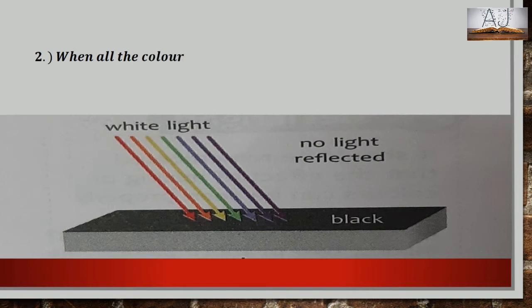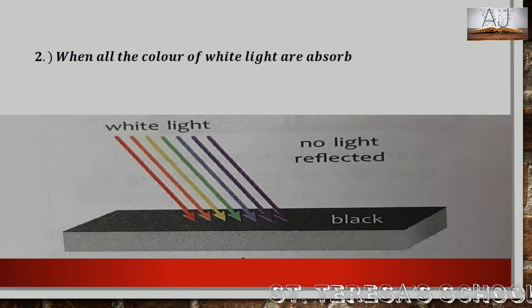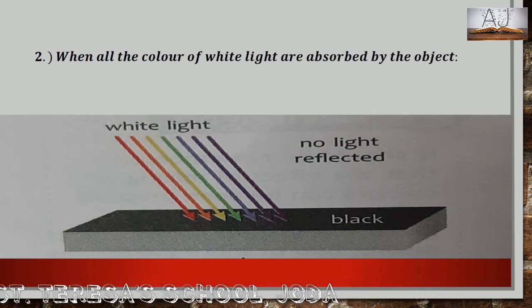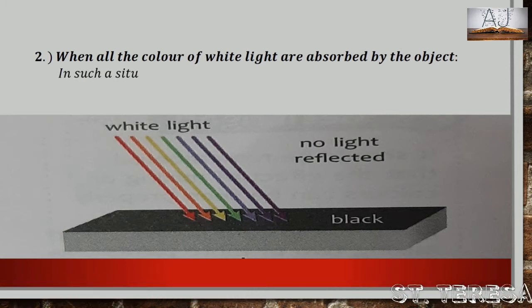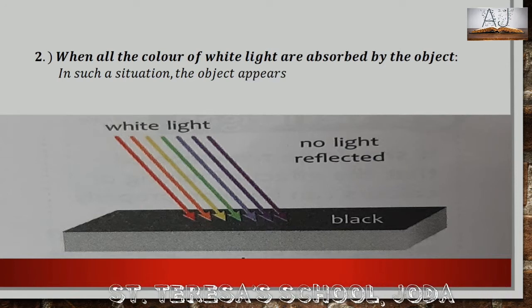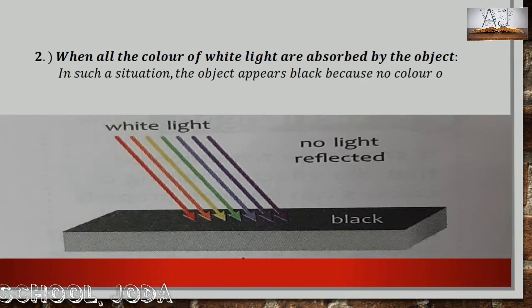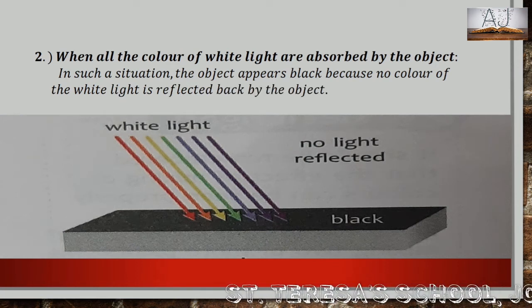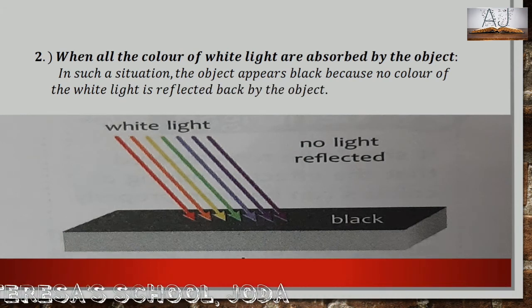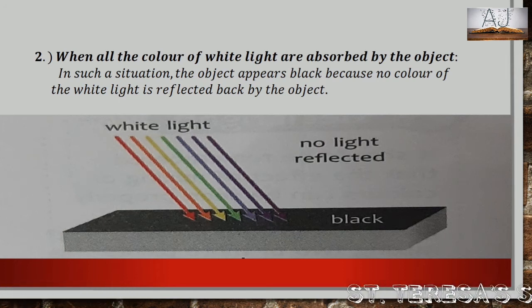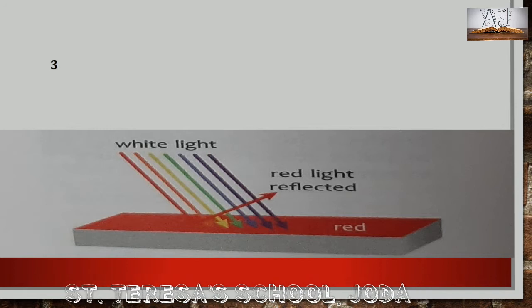Similarly, let us see when all the colors of white light are absorbed by the object. White light falls and white light is composed of 7 colors. And when it falls on the object, it absorbs all of them and reflects none. Therefore, no colored light reaches our eyes. So we see the object as black. Yes, absence of any color is black.